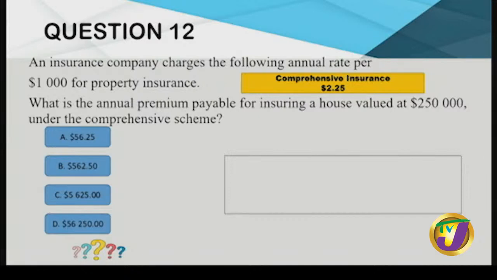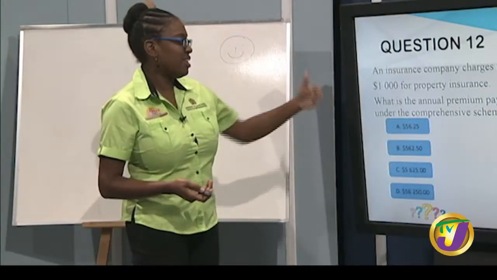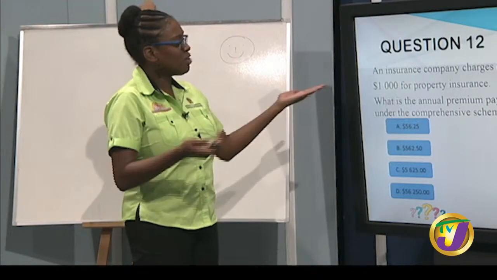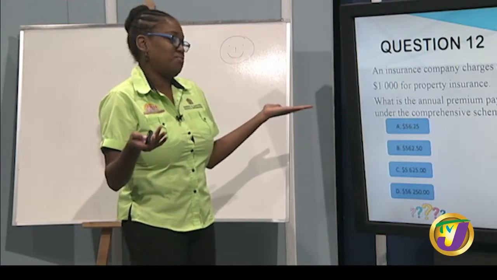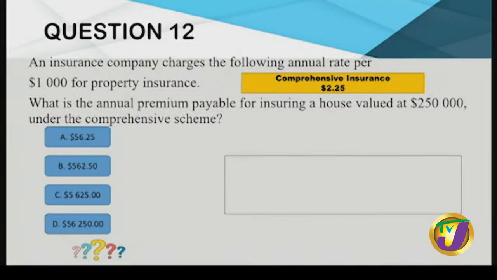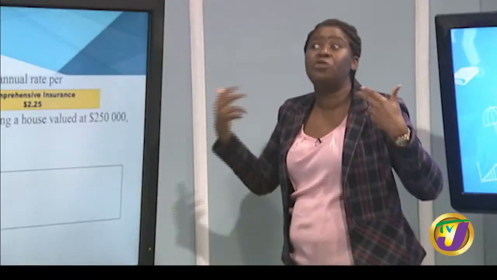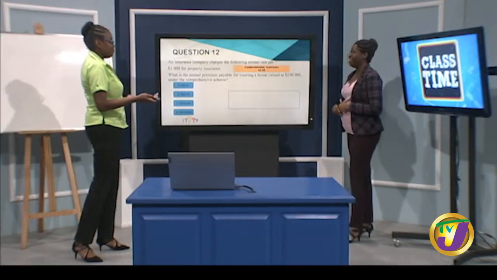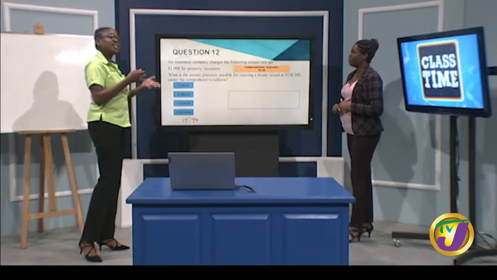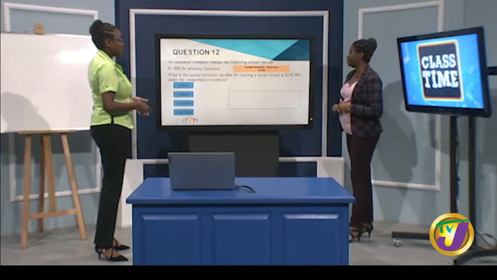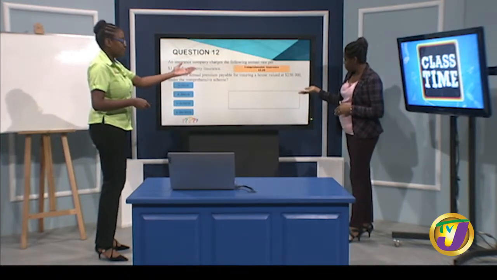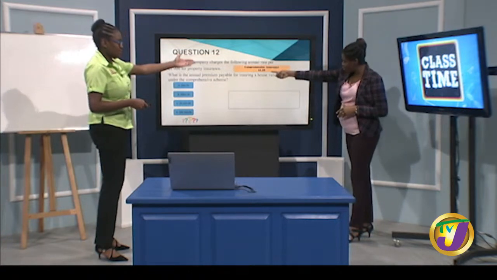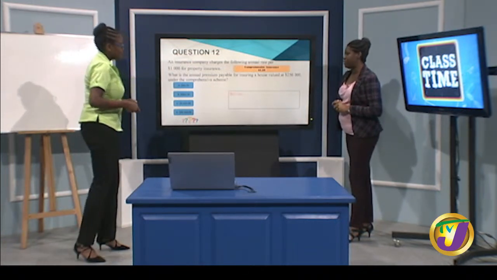So the house value is $250,000, and I must pay $2.25 for every $1,000. So the question is, how many $1,000 are in 250,000? It is telling you 250. So I guess the working is going to be pretty simple. At least we know what the calculation is going to be. It's going to be the 250 times the rate per $1,000.